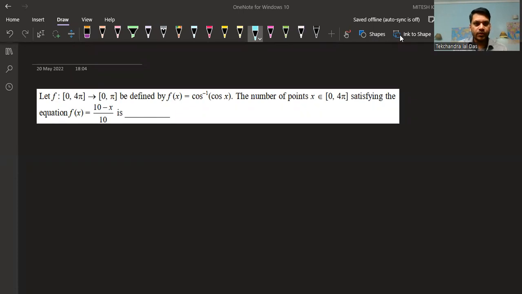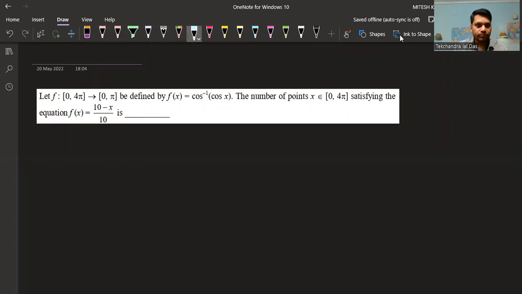Let's see this question. The question is, let f be the function from [0, 4π] to [0, π] defined by f(x) equal to cos inverse of cos x. The number of points x belongs to [0, 4π] satisfying the equation f(x) equal to (10 − x)/10 is. This question was asked in IIT JEE Advanced 2014, in Paper 1, in integer type. So let's discuss this question.